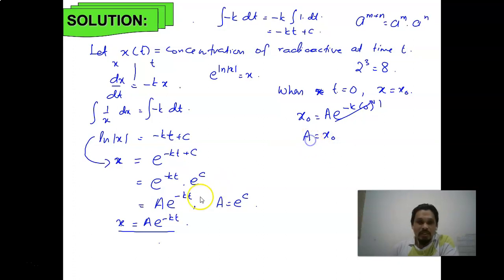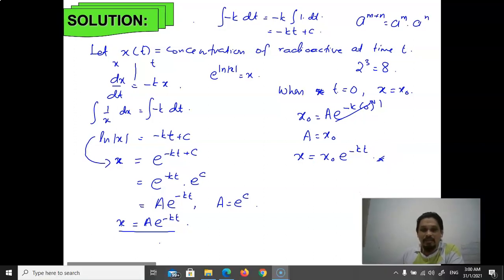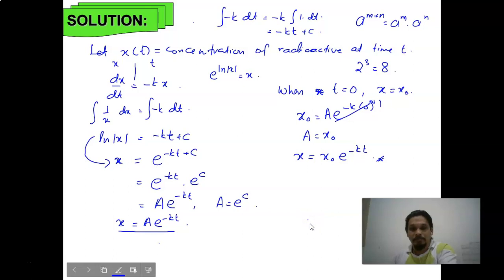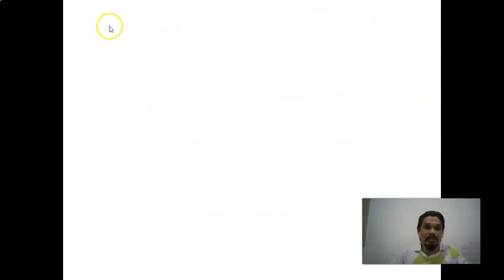So substitute a here with x naught, then you come up with x equals x naught e to the power of negative kt. Okay, that is the first thing that we found from the first information given here. So now, for the next information given in the question, I rewrite x equals x naught e to the power of negative kt.